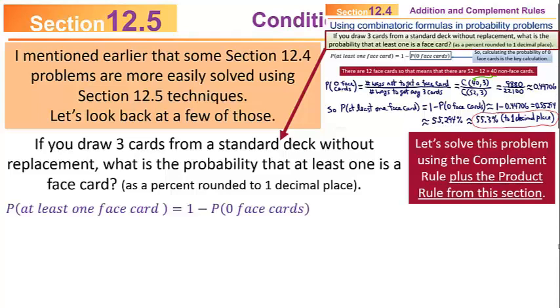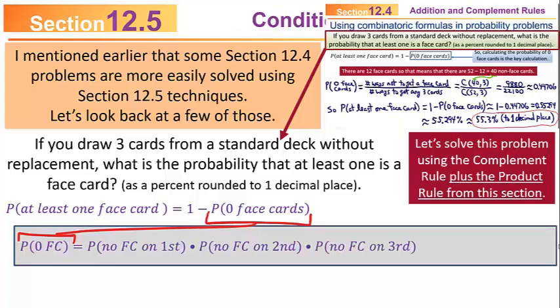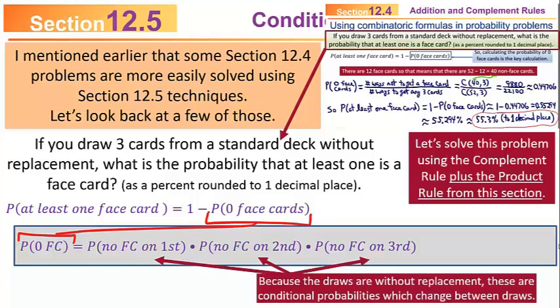So the complement rule here says the probability of getting at least one face card is 1 minus the probability that we don't get any face cards. But remember, we're drawing 3 times and we're drawing without replacement, so keep that in the back of your mind. The probability of getting 0 face cards on 3 draws by the product rule is the probability we don't get a face card on the first draw times the probability we don't get a face card on the second draw times the probability we don't get a face card on the third draw. But because these draws are without replacement, these are conditional probabilities, and they're going to change between draws because you're not putting the card back in. So keep that in mind.